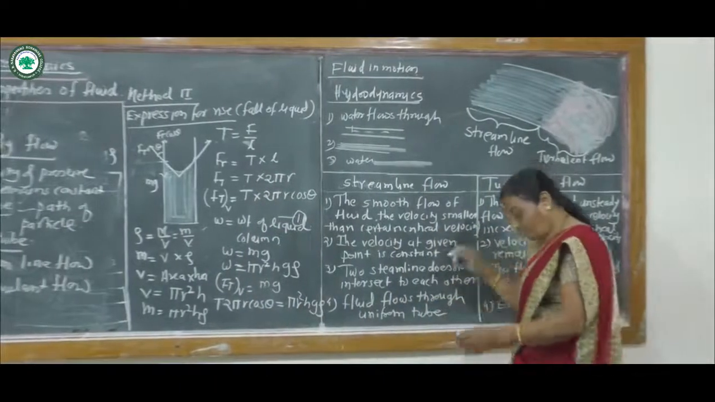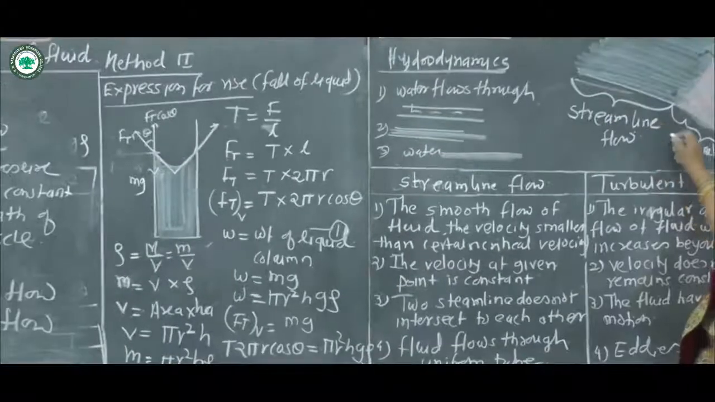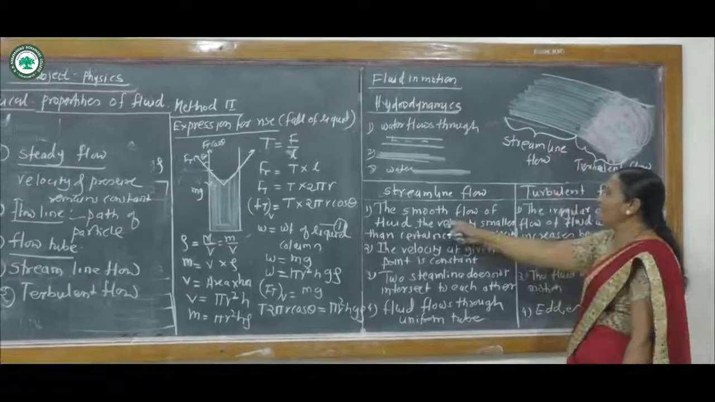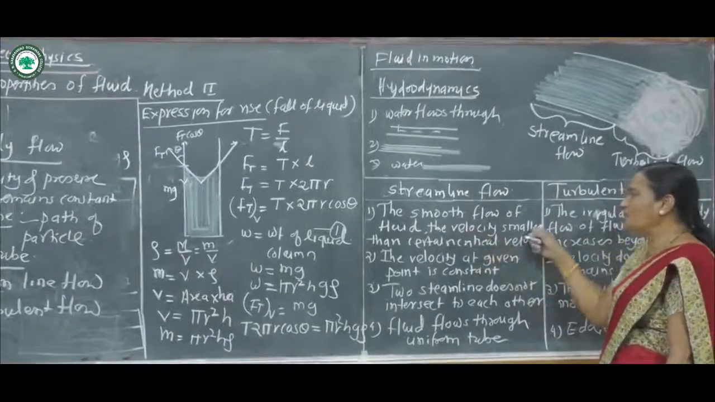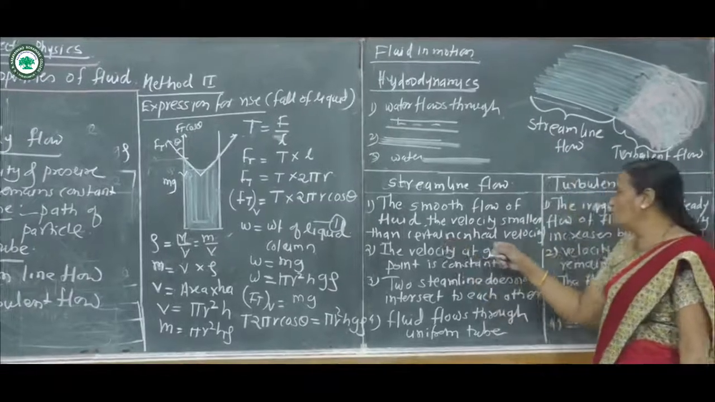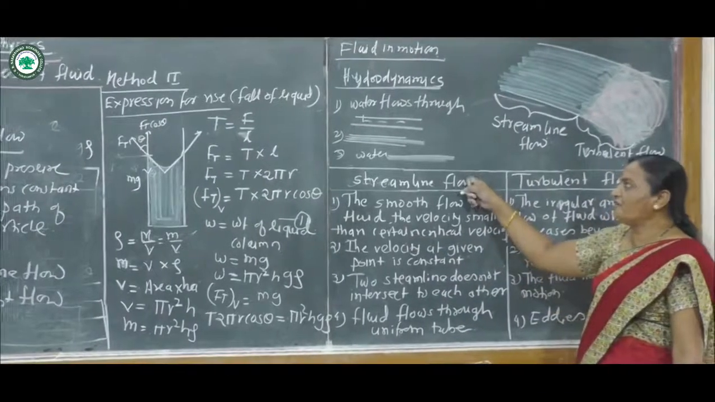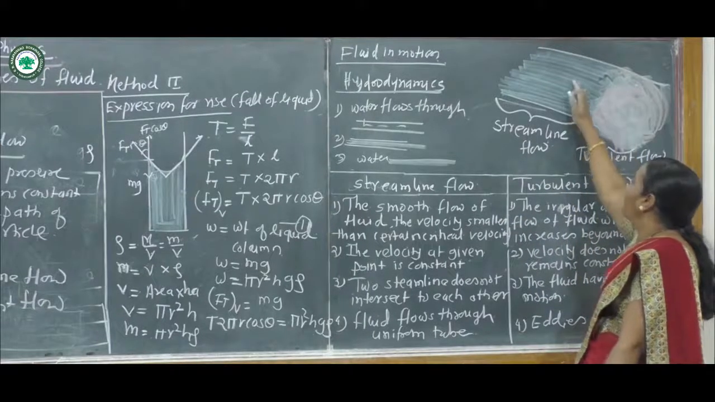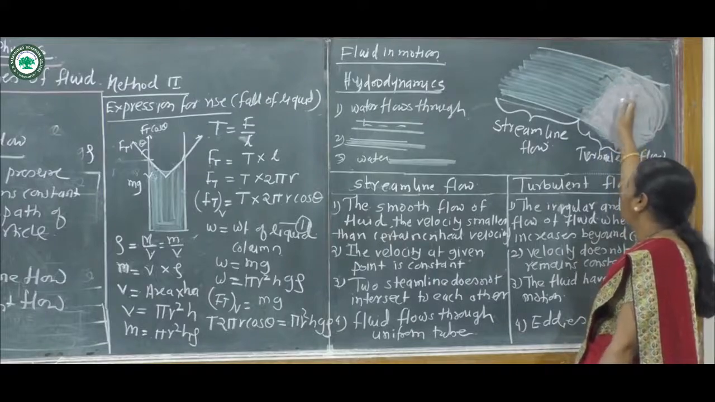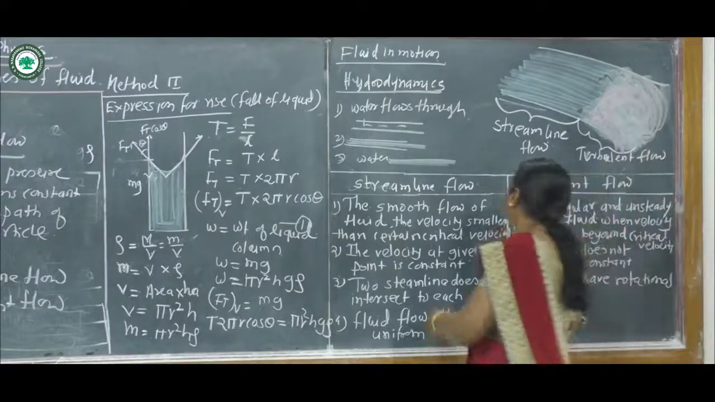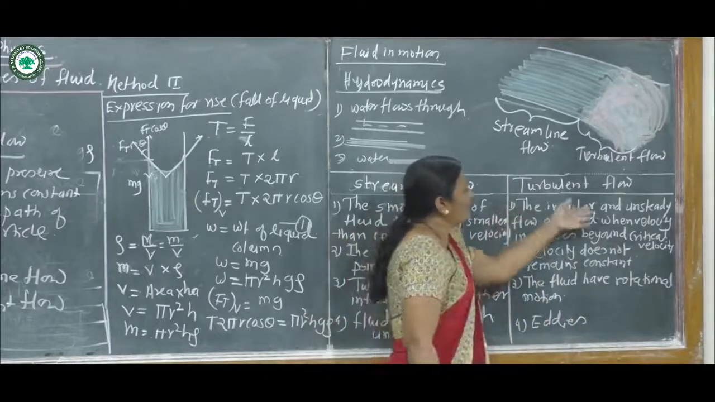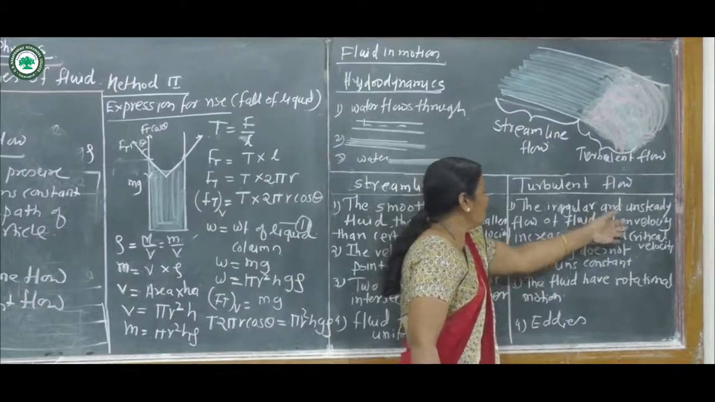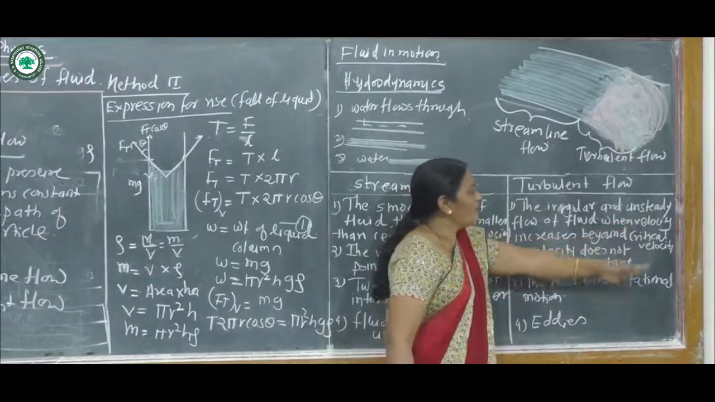Here we show the streamline flow and turbulent flow. In the case of streamline flow, it is the smooth flow of fluid. The velocity is smaller than the critical velocity. It is called streamline flow. And this is the turbulent flow. That is, the flow is not regular. It is disordered. We can say it is the irregular or unsteady flow of the fluid. Its velocity increases beyond the critical velocity.